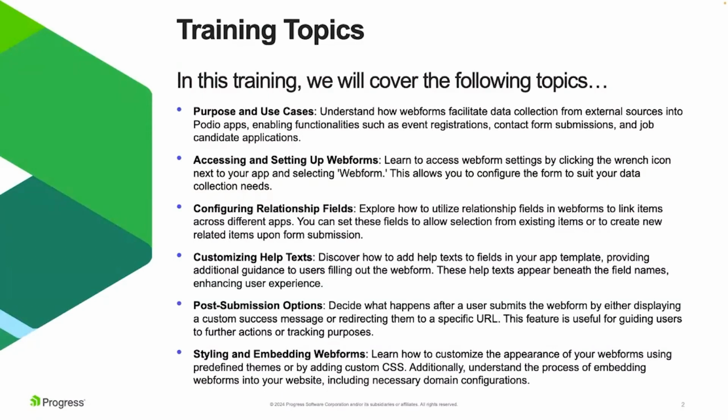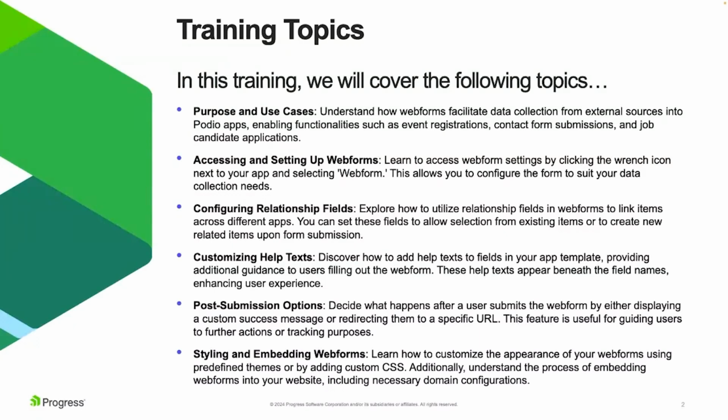Lots of room for configuration and customization once we get started. We'll talk a little bit about how we can use related applications in our web form. So, being able to have a field in a web form that lets us look at a related application and select from a list of items. We'll talk about how we can leverage help text from our applications and get that information into our web form to help guide users through the form submission process.